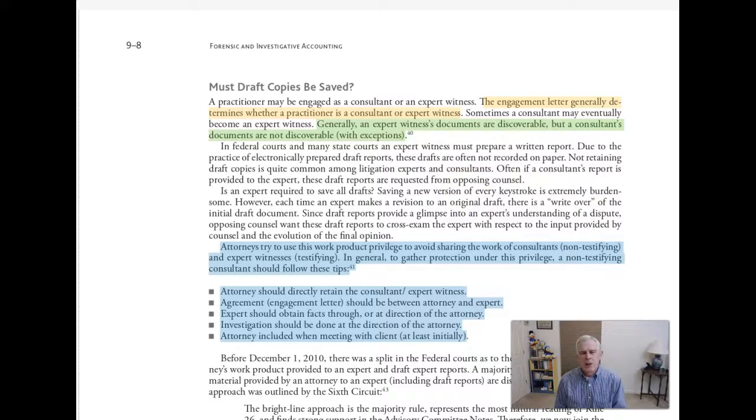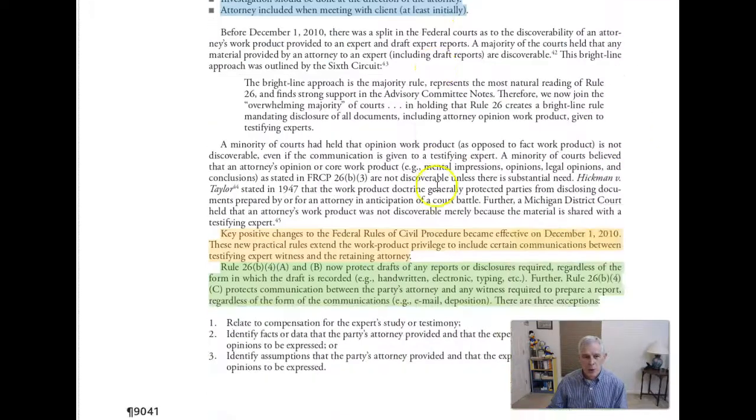Must draft copies be saved? It seemed like in the past the answer was yes. Now though, you're doing a lot of work on the computer. You rewrite a letter, you rewrite the spreadsheet. Well, that destroys the previous version, right? It might not be able to be recovered. It overwrites it. So if this is a concern, you can talk about this with the attorney you're working for to find out if you have to keep every single draft of anything you make, or just the final draft, right? That's finally used in the report or whatever. So again, make sure you read through this.